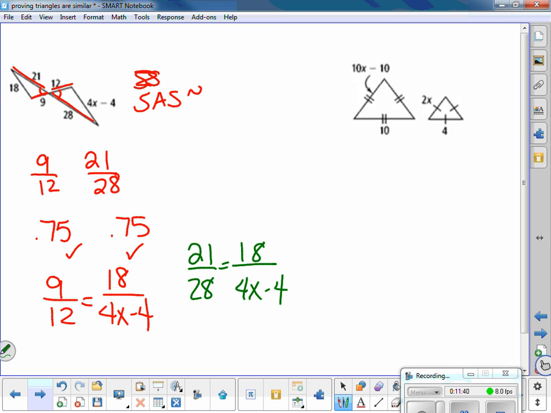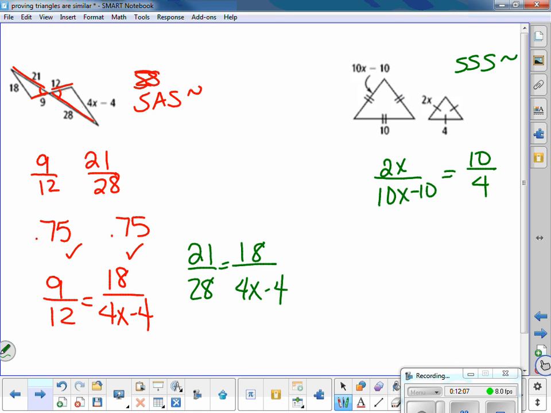Now, if you notice, on the next one, you have two equilateral triangles. One is just bigger than the other. So this is side, side, side similarity. And the way that I could set this up is I could say 2x over 10x minus 10 is equal to 10 over 4.